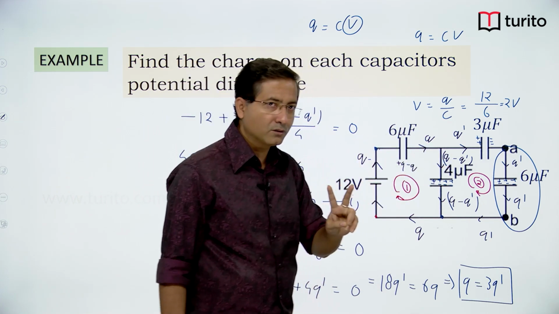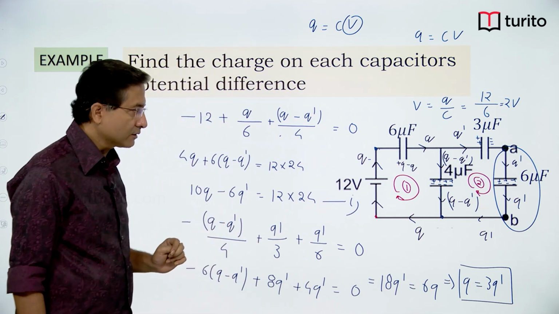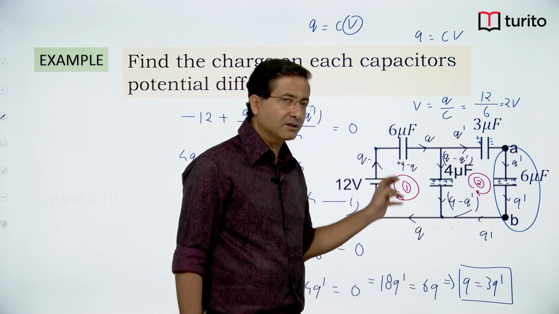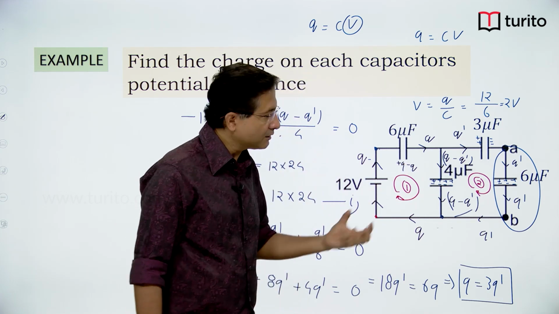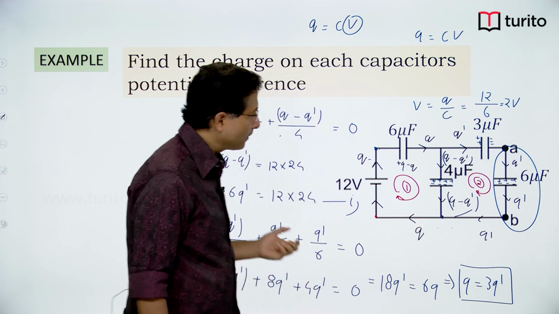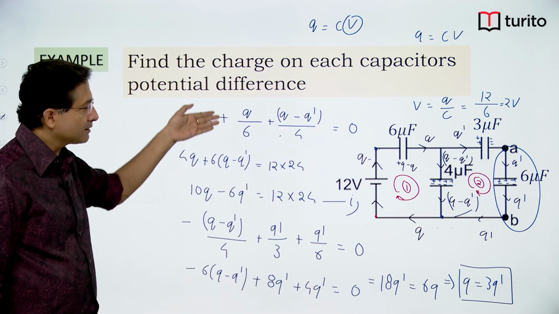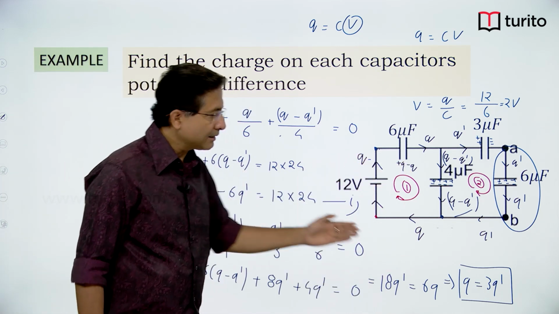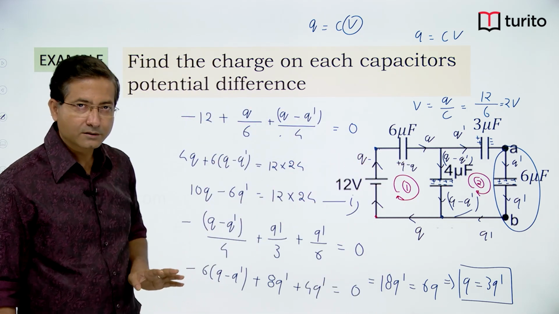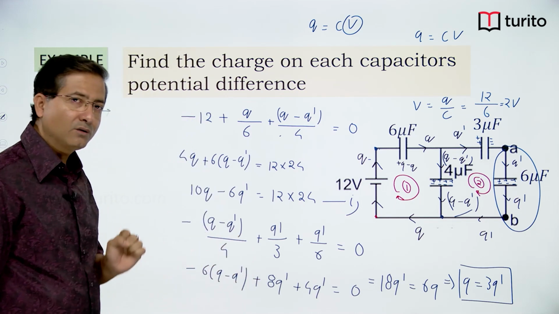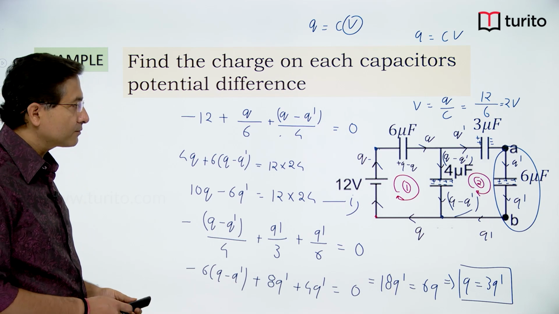Now, after division, count the number of unknowns. We got 2 unknowns, so we require 2 equations. In this case I can make 3 equations, but I require only 2, that is why I make 2 equations by selecting any 2 loops. First I selected a loop and made the equation, then selected a second loop and made the equation, simplified, and got the answer. This is the way you have to apply Kirchhoff's law.